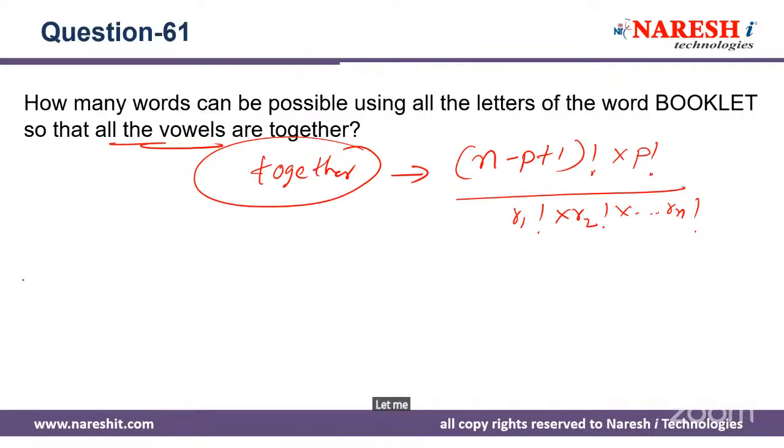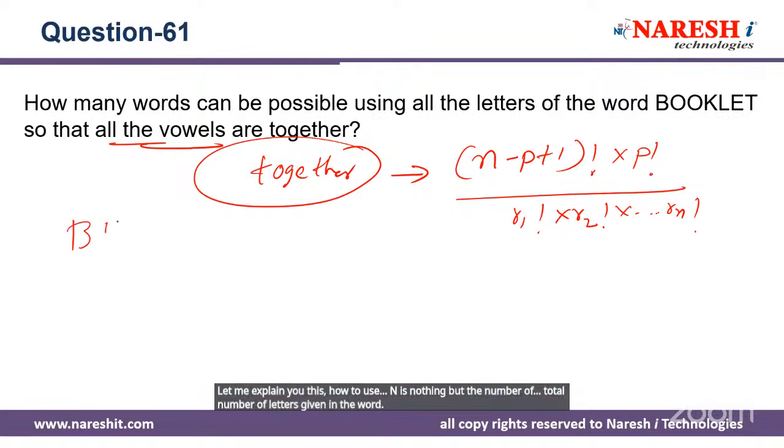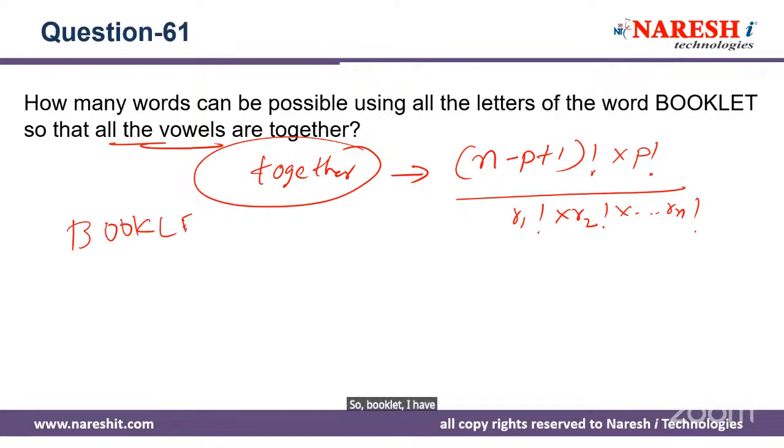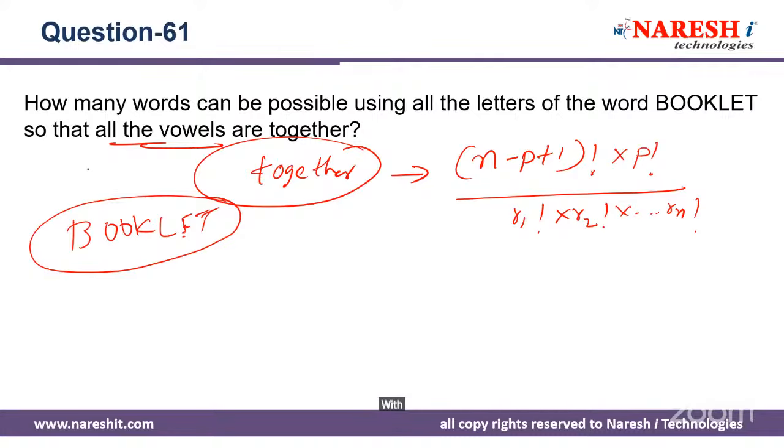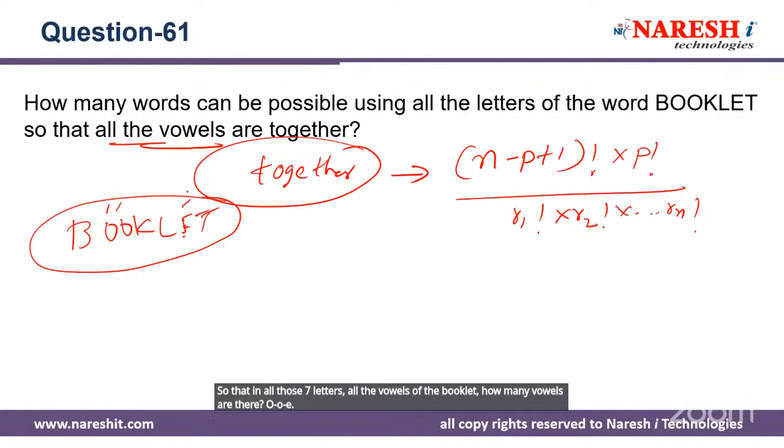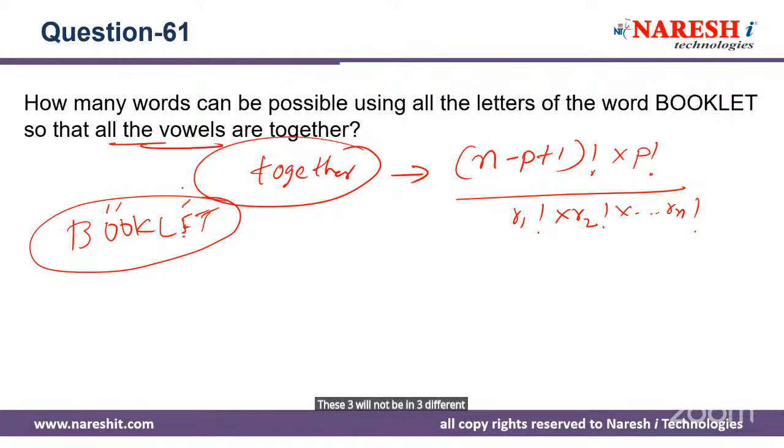Let me explain how to use this. N is nothing but the total number of letters given in the word. Booklet is a 7-letter word. With this 7-letter word, how many different words can you make so that all the vowels of booklet, O, O, E, these three, will not be in three different positions? These three should be in three consecutive, together positions.